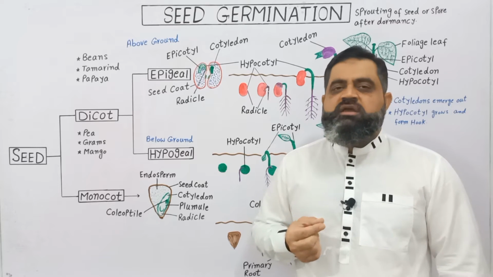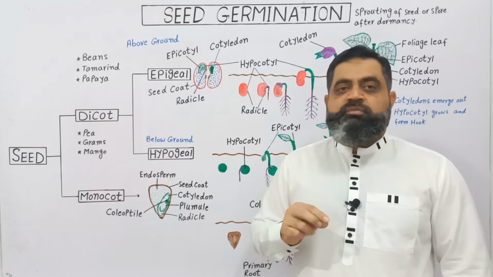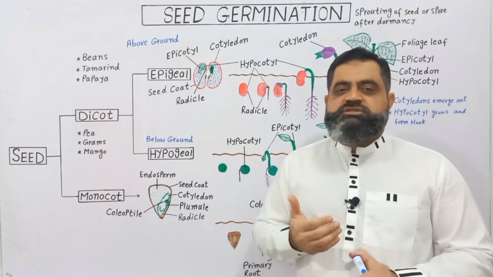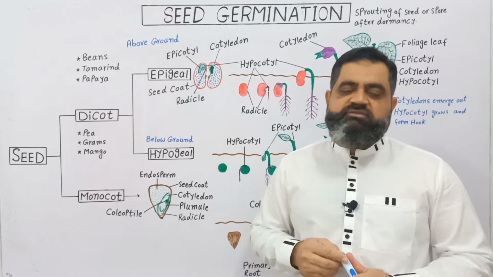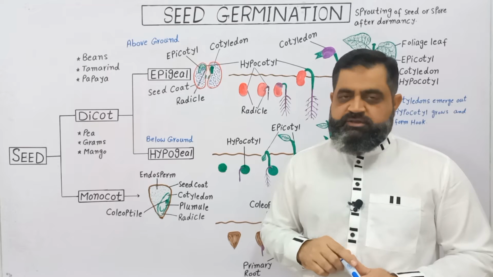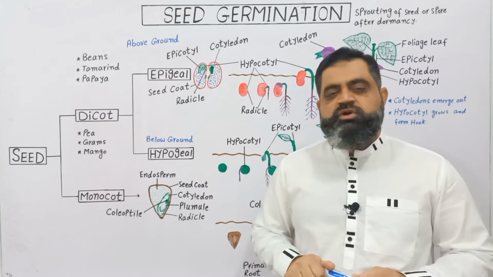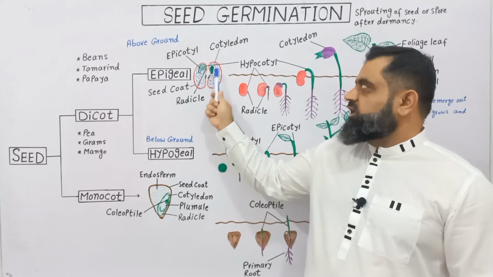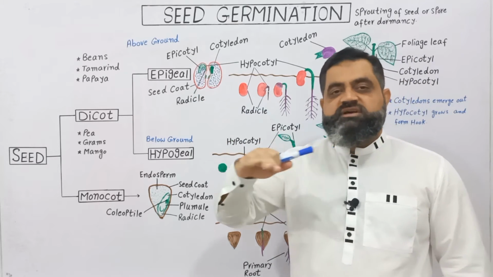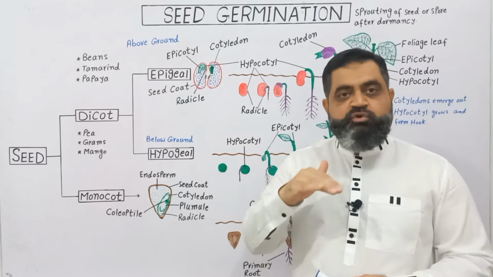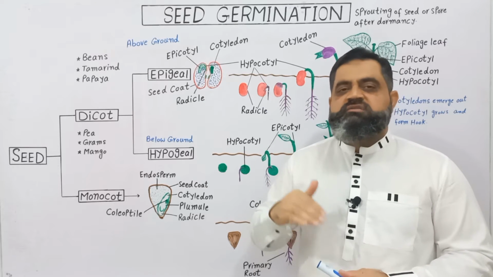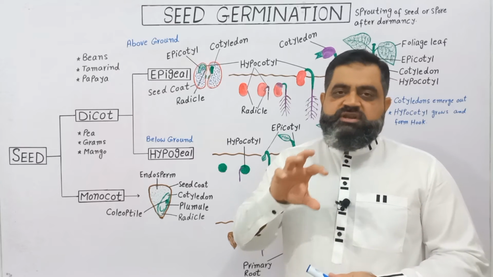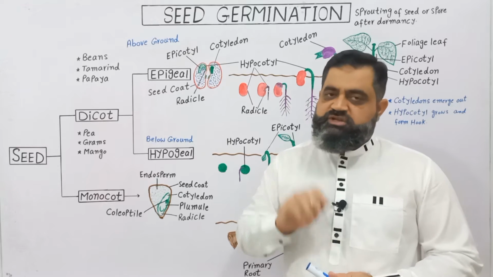The first part is the radicle, which undergoes development and forms the primary root of the plant. The second part is the plumule, which undergoes growth and development and develops into the shoot of the plant. There are two other parts of the seed embryo, which are known as epicotyl and hypocotyl. Epicotyl is the part of the embryo which is above the axis of the cotyledons, and hypocotyl is the part of the embryo which is below the main axis of the cotyledons. So these parts are very important, as they take part in the process of germination.